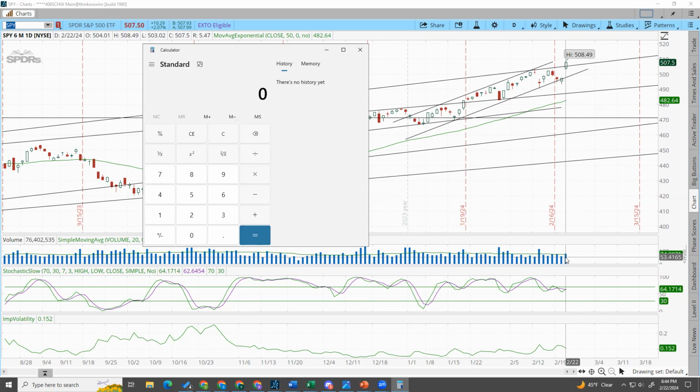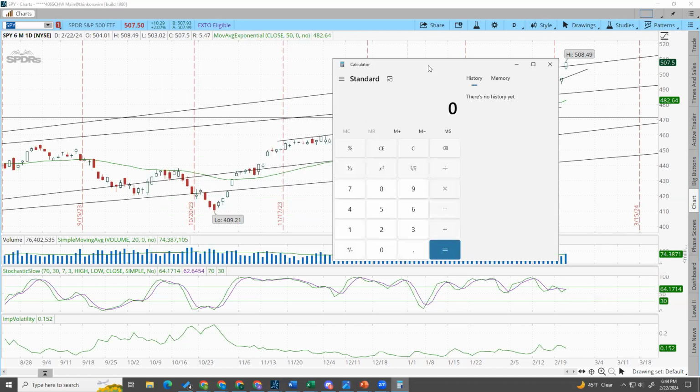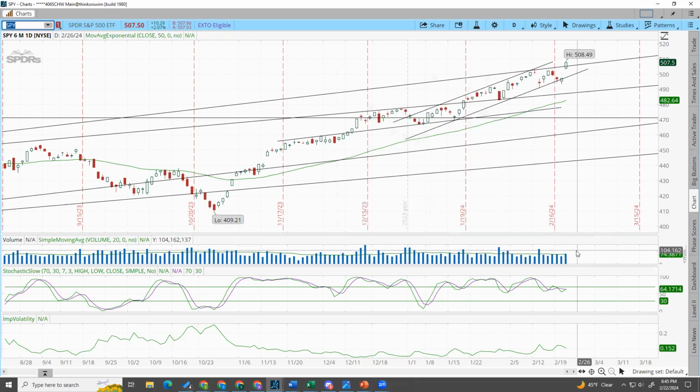This will be interesting. We had 70. Let's see, what was the average? I don't think it did. It looks like it was going to... 74,387 is the average times 1.05. We needed 78. We got 76. Oh, interesting. Okay. However, we did get a higher high.